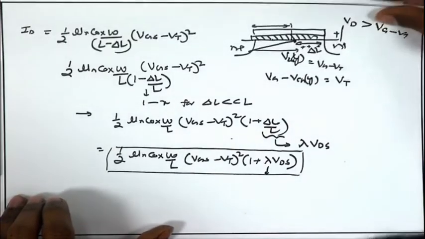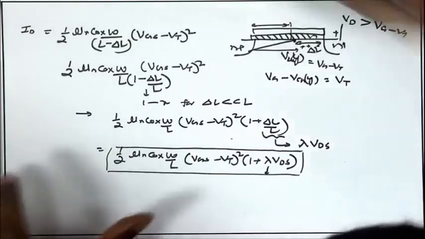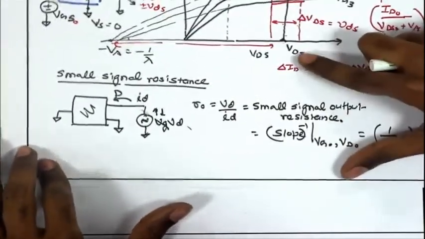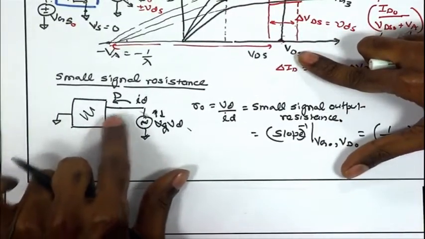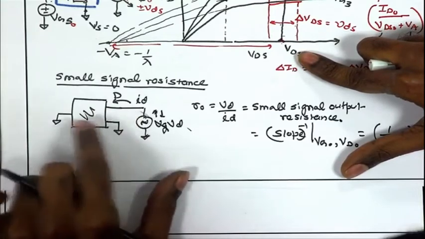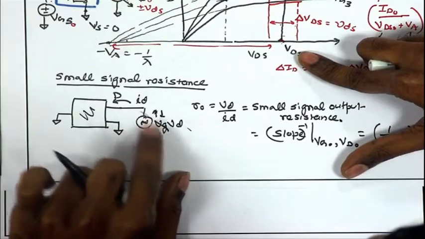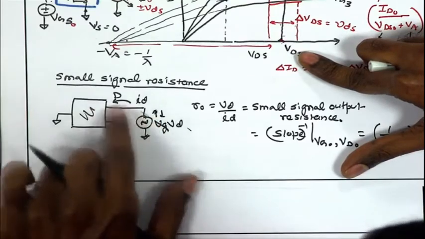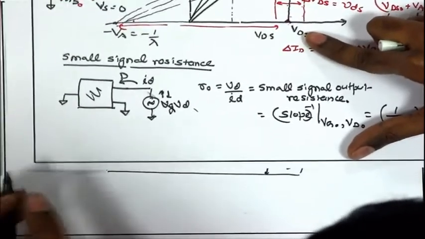So, now in this condition, suppose we want to model, come back to this model and try to define what is the behavior of the output port, that is the drain terminal, in presence of an applied drain signal. So, you are applying a small signal voltage at the drain and we are looking at the small signal current. So, how do we model this?